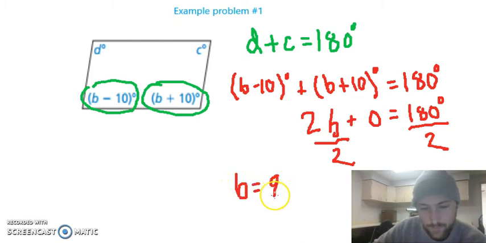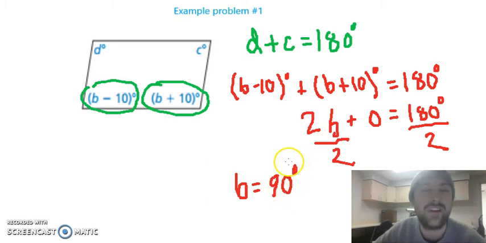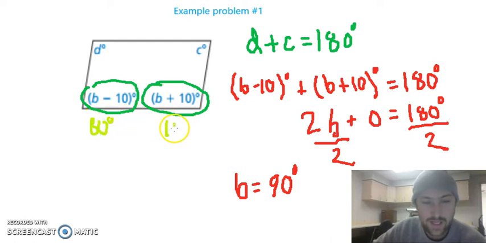Now be careful, it's an easy mistake to make. I actually just made it and had to refilm this whole video. The angle is not 90 degrees, B is 90 degrees. So that means that this angle is 90 minus 10, or 80 degrees. And this is B plus 10, so 90 plus 10, this angle must be 100 degrees.